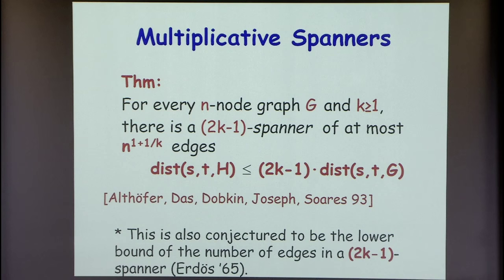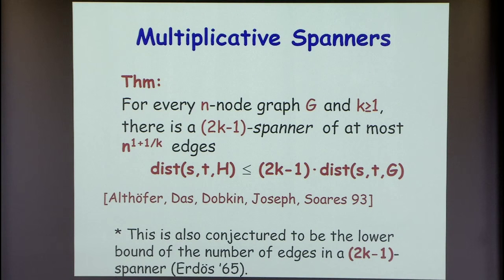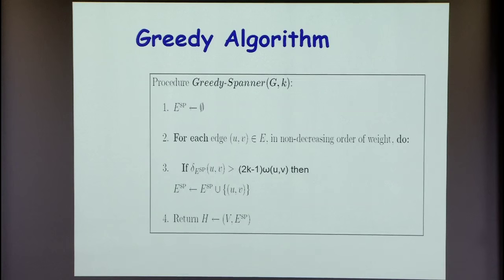And based on Girth conjecture by Erdős, this trade-off is also conjectured to be tight. So if you believe the Girth conjecture, you get a lower bound with this trade-off. So how do we get this algorithm? How do we get this result?